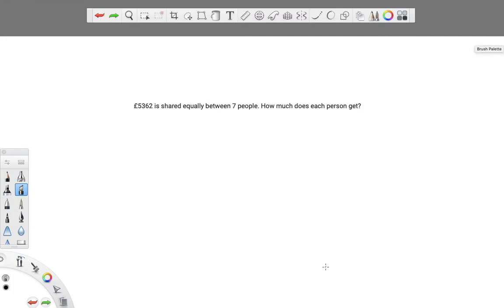Now we've got this question, so £5,362 is shared equally between 7 people. How much does each person get? So we've got 5, 3, 6, 2, and that's shared between 7 people. So I'll be using this method again.